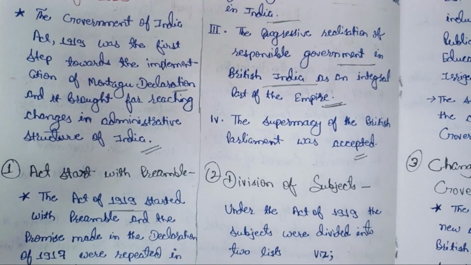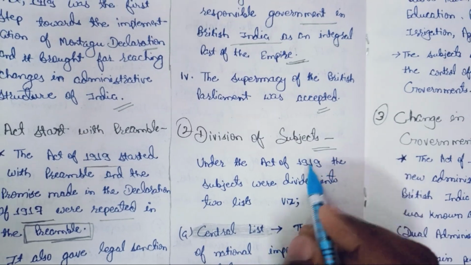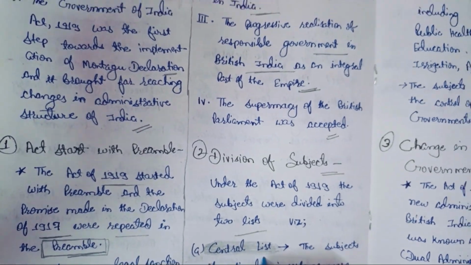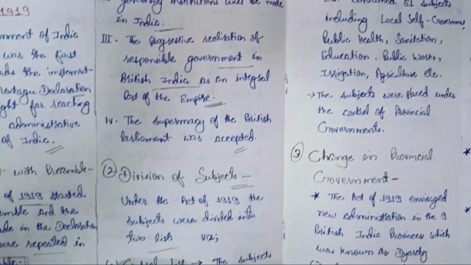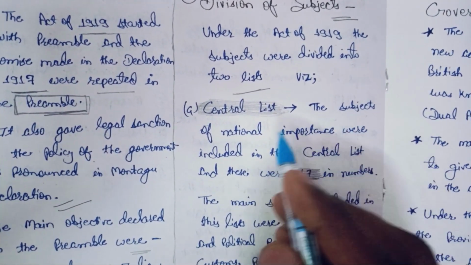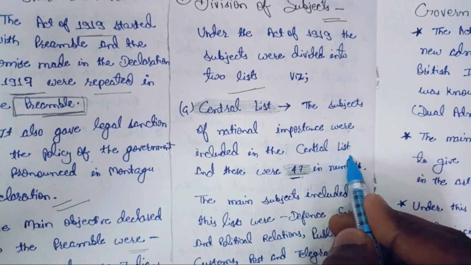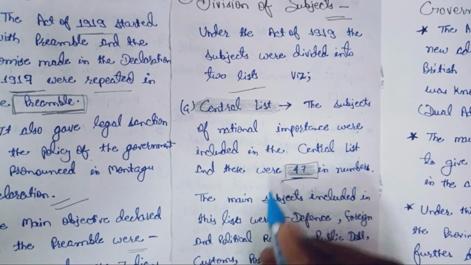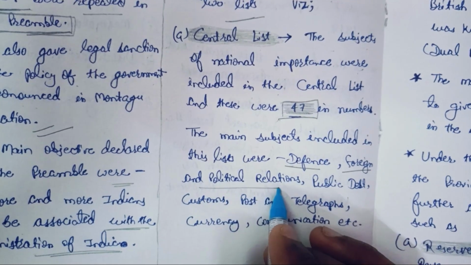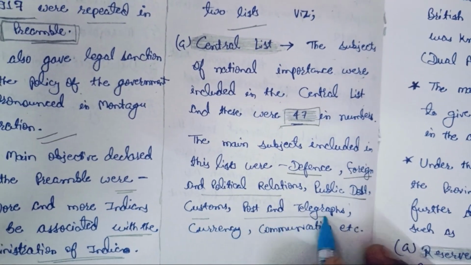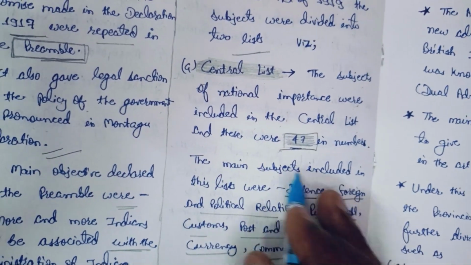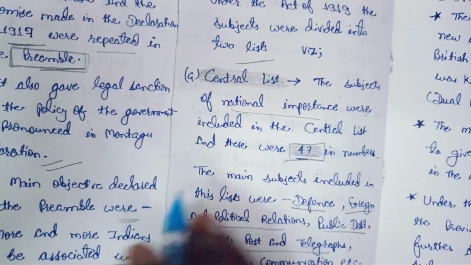The second provision of the Act of 1919 is the division of subjects. Under the Act of 1919, the subjects were divided into two lists. Number one is the central list and number two is the provincial list. In the central list, subjects of national importance were included, and these were 47 in number. The main subjects included in this list were defense, foreign and political relations, public debt, customs, post and telegraph, currency, communication, etc. So these subjects were of the central list, or of national importance.